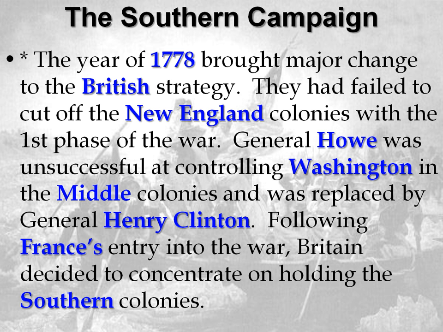Basically, in 1778, the British changed their strategy. They failed to cut the New England colonies off with the loss at Saratoga. General Howe was unsuccessful at capturing Washington and controlling the middle colonies, even though he did conquer Philadelphia. And Henry Clinton decided to move the war after France's decision to get involved to the South.